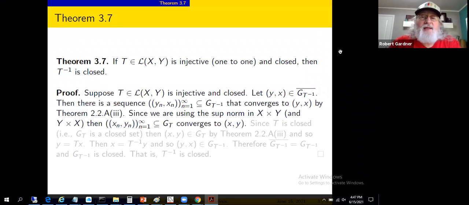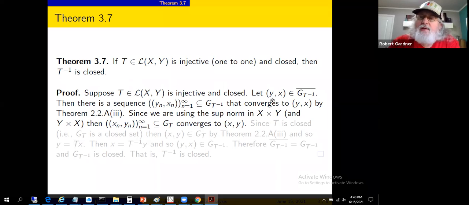All right, hypothesis: T, a linear transformation from X to Y, which is injective, one-to-one, and closed. We're going to approach this by showing something is closed. Ultimately, we want to show T inverse is closed. By definition, that means the graph of T inverse is closed. So that's what we need to show. So we're going to consider a point in the closure of the graph of T inverse. And we're ultimately going to show that the graph of T inverse itself is closed, thus giving the conclusion.